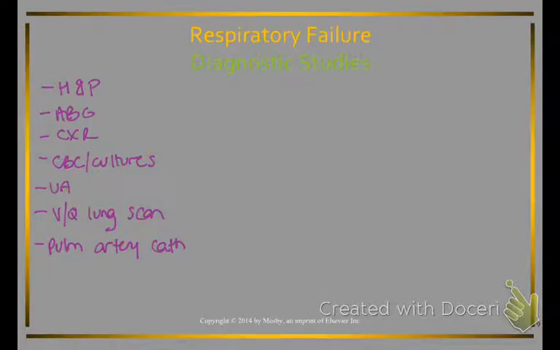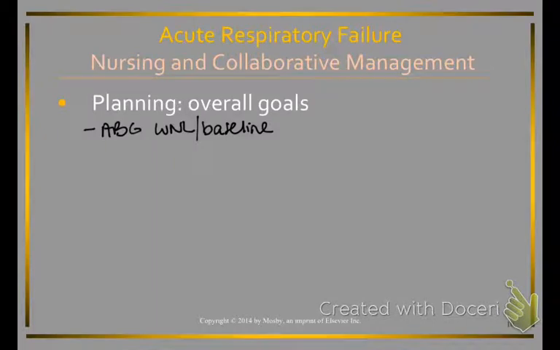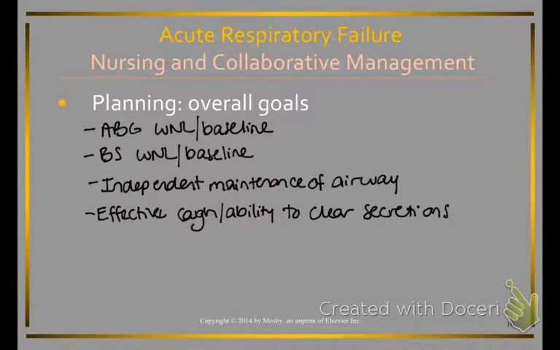I'm going through these quick. I'm going to move on. Don't freak. And what's our goal? We want ABGs within normal. We want breath sounds within normal limits. Most importantly, we want them to have an independent airway, right? And we want them to be able to cough and clear any secretions.